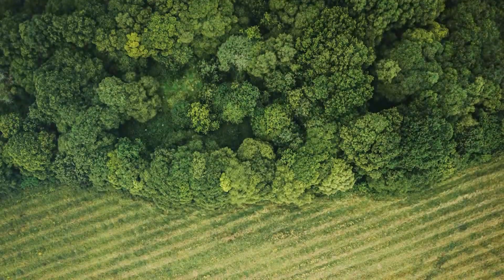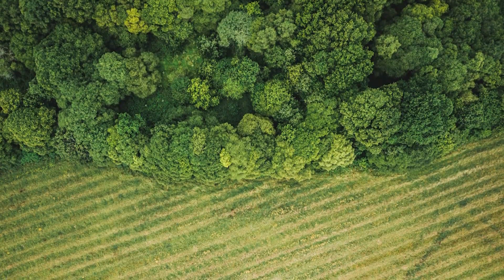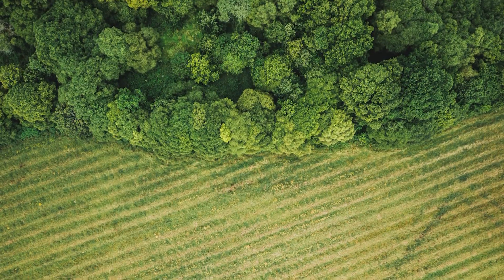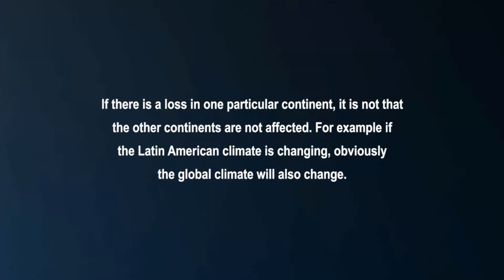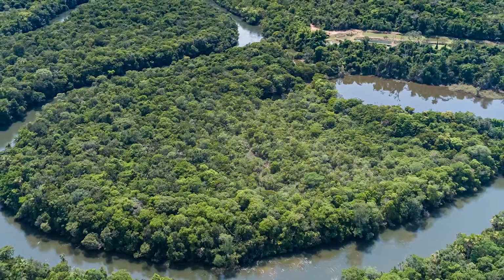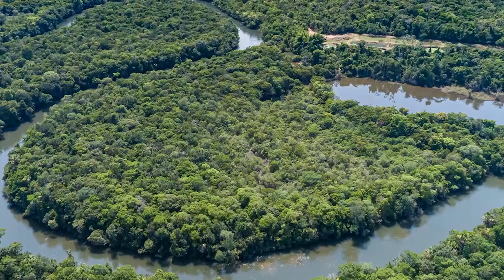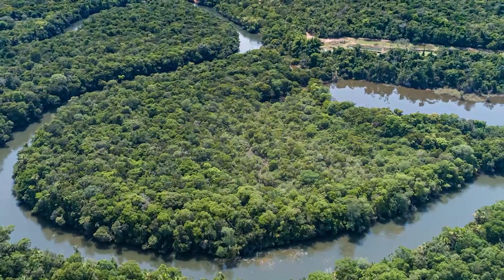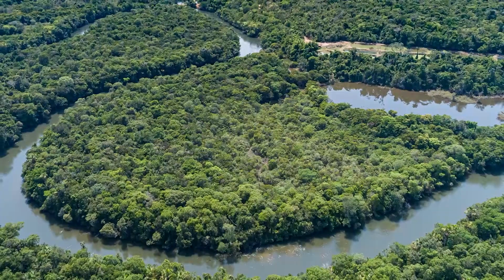What is the change in land use pattern? Land use pattern actually will be modifying, say, the forest to agricultural land or agricultural land to urban areas, and thereby the biodiversity loss will be there. And if we have the loss in one particular continent, it is not that the other continents are not affected. For example, if the Latin American climate is changing, obviously the global climate will also change. So the Amazon basin, the biodiversity needs to be protected and not converted to agricultural land or pastures for animal husbandry to supply meat to North America.